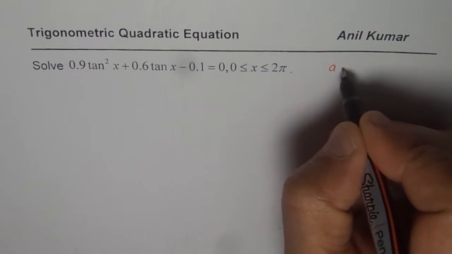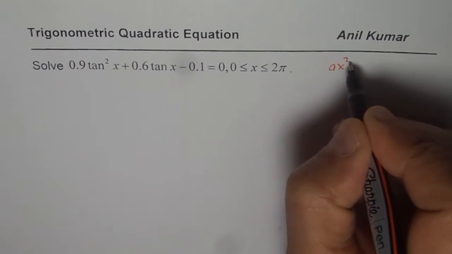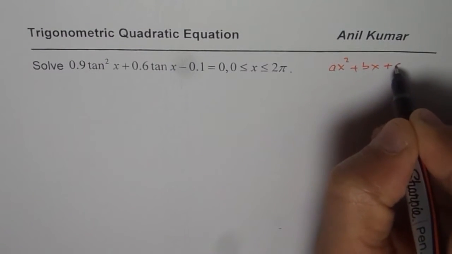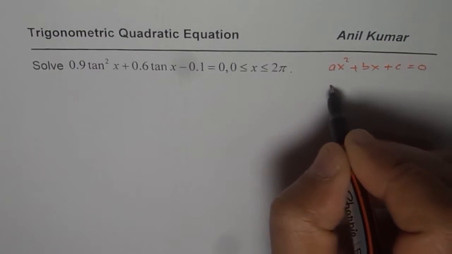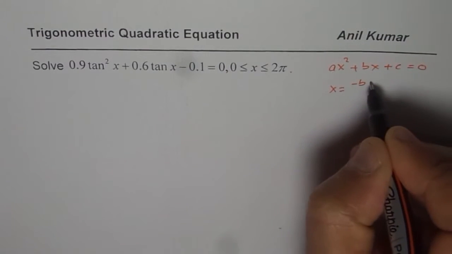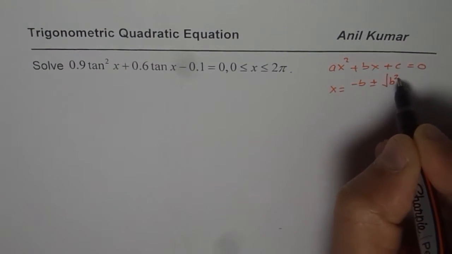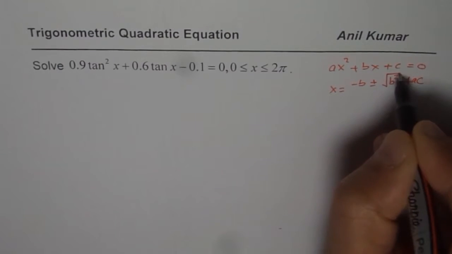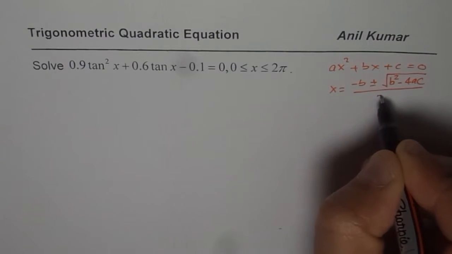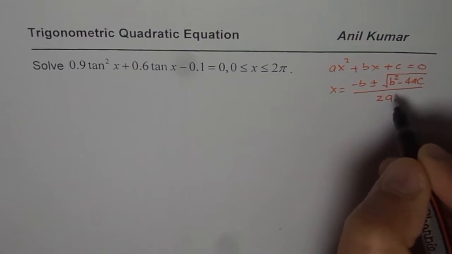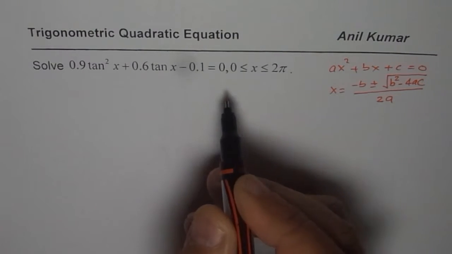the quadratic formula, which is if the equation is ax square plus bx plus c equals to 0, then the solution is x equals to minus b plus minus square root of b square minus 4ac over 2a. So we can directly use this formula in this particular case.